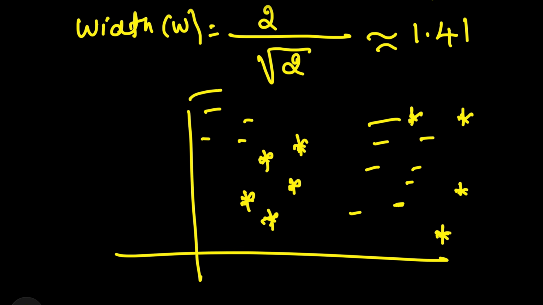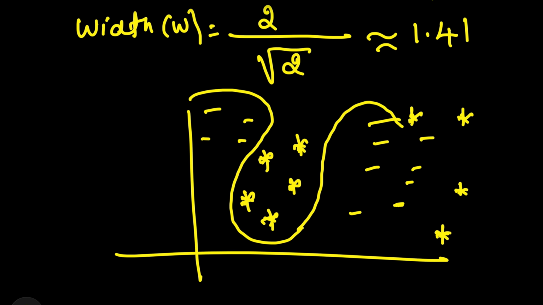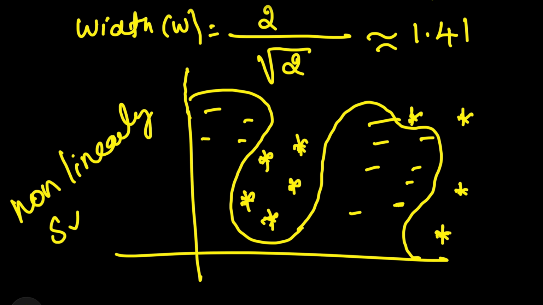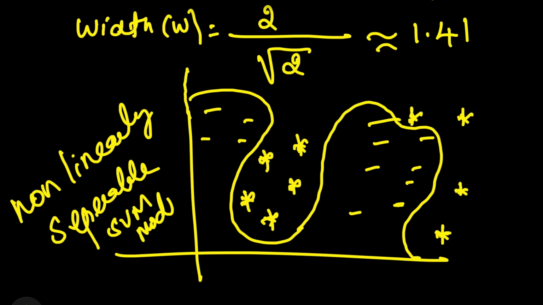So if this is the case, I'm going to use this kind of curve which helps me to separate both positive and negative classes. If your separating line involves any kind of curves like this, then this is said to be a non-linearly separable SVM model. This is quite complicated when compared to the linearly separable model, that we will learn later.